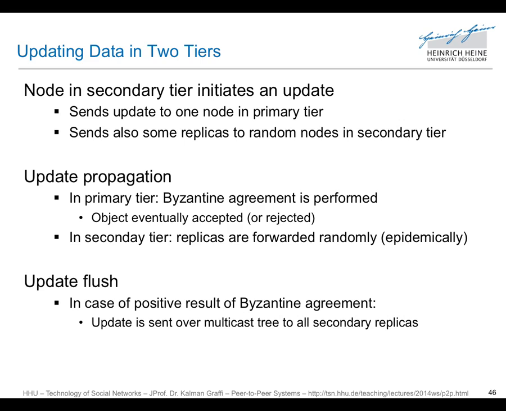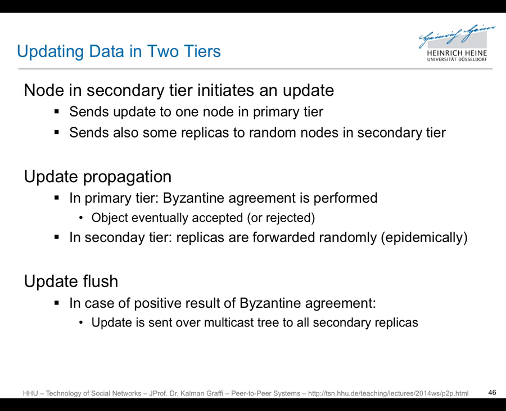So if a node in the second tier, where most nodes will be, except the few trusted ones, wants to make a change, he creates his modification and tells it to one node in the primary tier, saying, okay, this is what I want to change, and he already starts replicating to some random peers in the second tier. So he doesn't wait for the answer, he just starts to replicate to have it available.